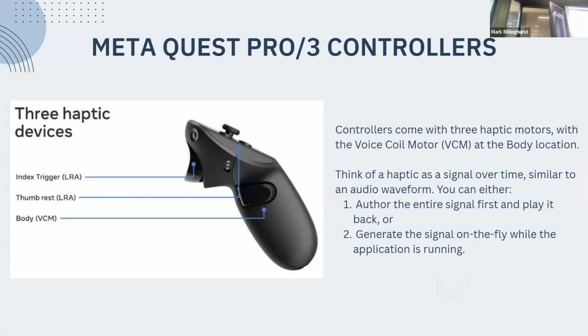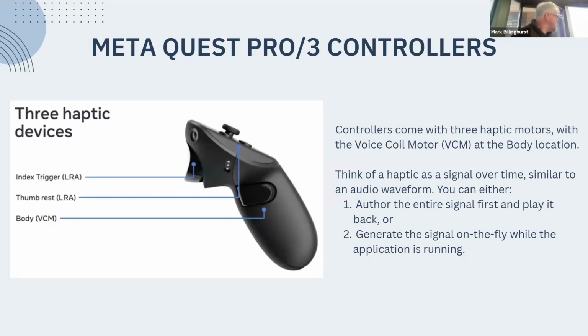So as Anthony has shown you previously, these controllers come with three haptic devices. Two of which are LRAs at the index and the thumb rest location. One is at the body location. If you think of haptic feedback as a signal that gets played, similar to how an audio waveform works, you can either alter the entire signal first and play it back, or you can generate the signal on the fly while the application is running. I will explain the benefit of doing both of these methods later on.